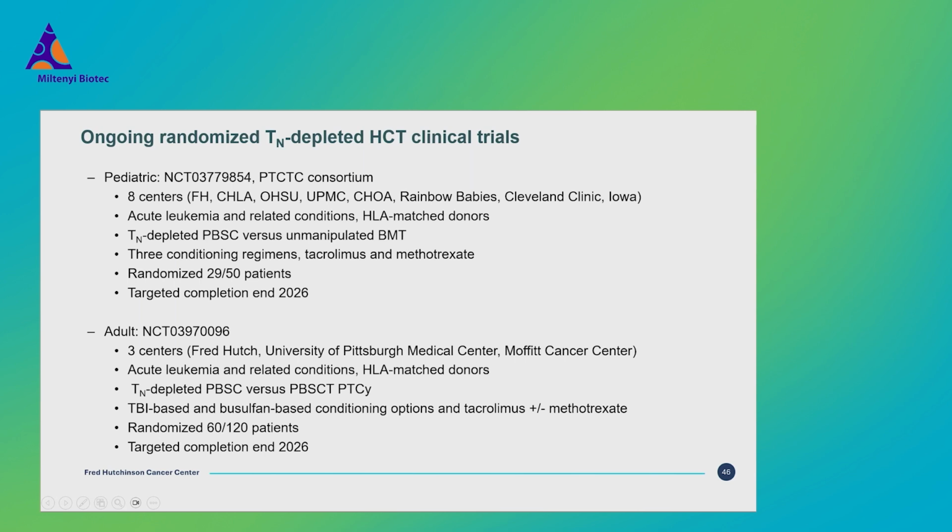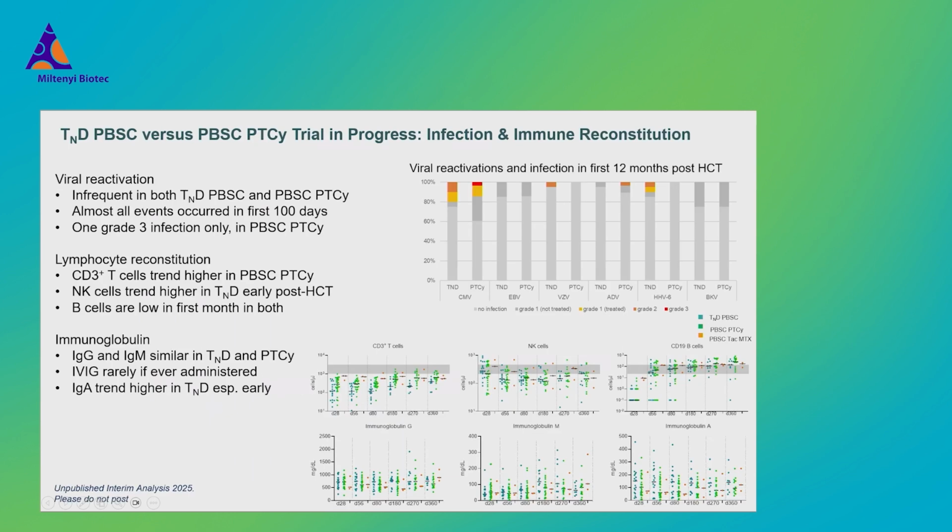In the adult trial, we have 3 centers enrolling patients with leukemia and related conditions, again with HLA-matched donors. This time we're randomizing naive depleted PBSC versus PBSC with post-transplant cyclophosphamide as an emerging standard of care in transplantation. We're using TBI-based and busulfan-based conditioning options for lymphoid and myeloid malignancies, respectively, and giving tacrolimus and mini-methotrexate for the naive depleted recipients and tacrolimus and PTCy for the PTCy recipients. We've randomized 60 of our 120 intended patients.